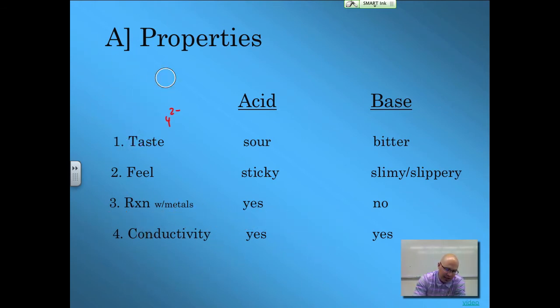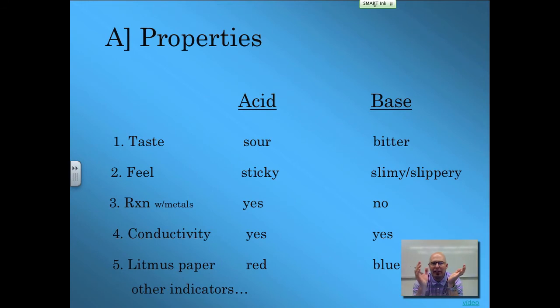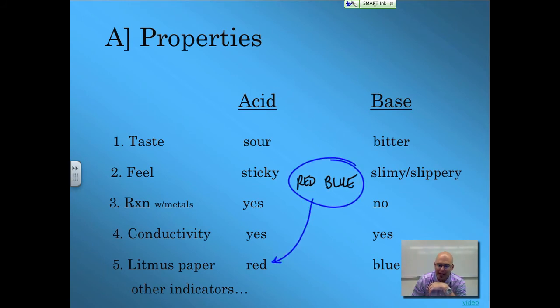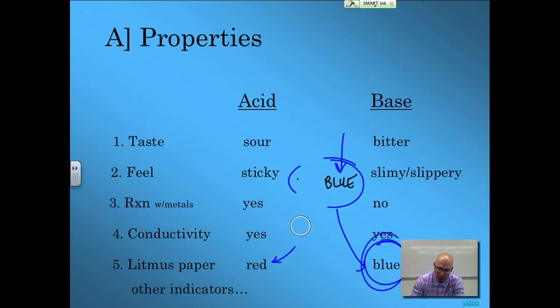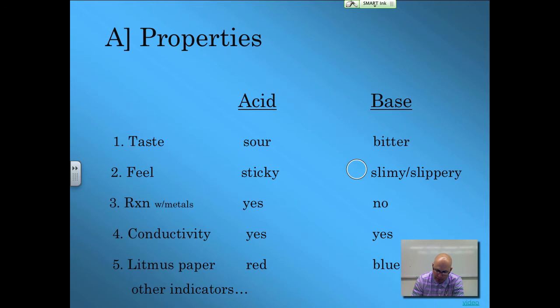I'm putting conductivity here. Conductivity doesn't differentiate. Both acids and bases conduct. And I'm going to put litmus paper or other indicators. With litmus paper, acids turn red and bases turn blue. There are two different types of litmus paper. We have red litmus and blue litmus, but both of them, whether they're red or blue, are going to turn red in an acid and blue in a base. So blue paper would stay blue. If it's red litmus paper, it will turn blue. So that's a couple little properties of acids and bases.